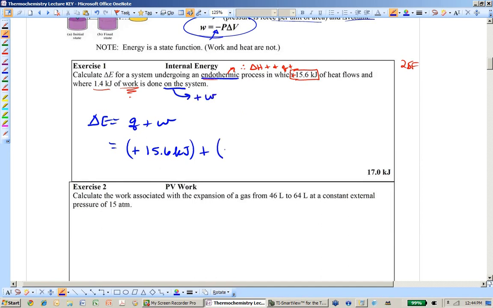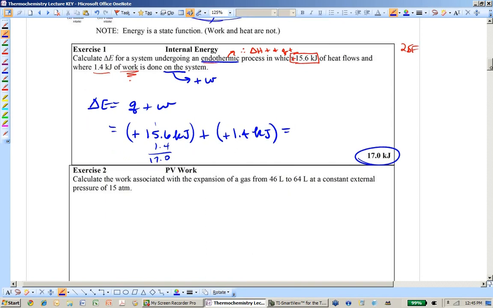So really all they wanted to do was figure out, hey, kid, do you have any clue about the signs on this stuff? Not a hard problem, right? Are you smarter than a 5th grader kind of math? So when you add 15.6 and 1.4, you're going to come out with 0, carry 1, 17.0 kilojoules. So the delta E for that system is 17.0 kilojoules.